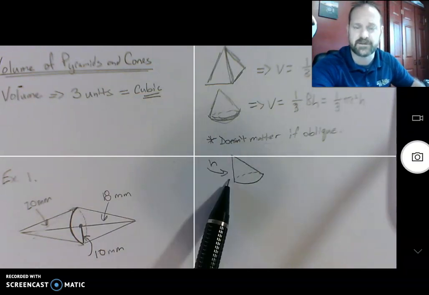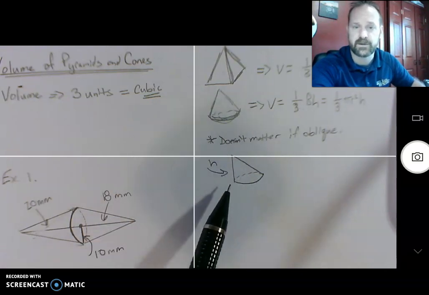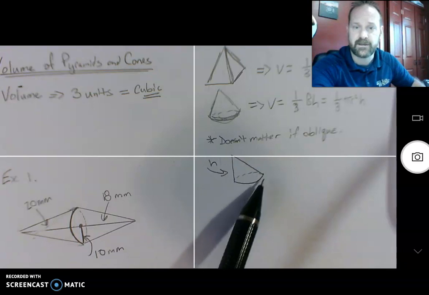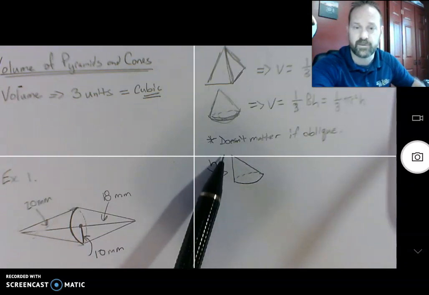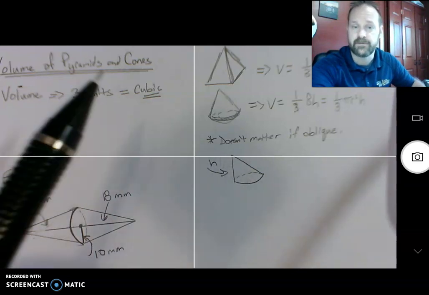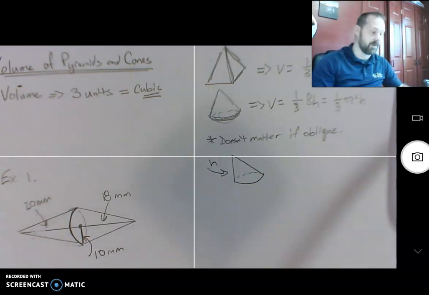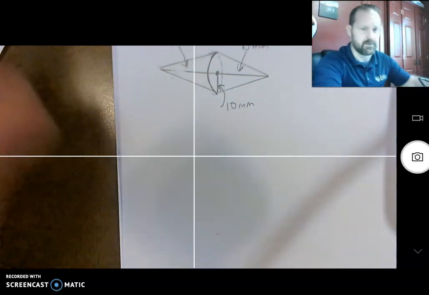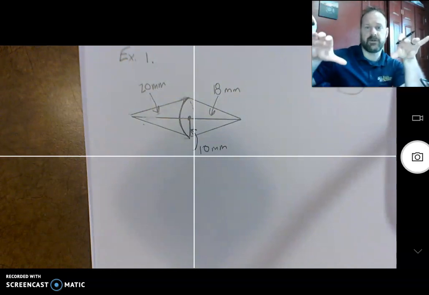With surface area it did, but with volume it doesn't matter if it's an oblique cone or pyramid. As long as you have the height and the base, you could take area of the base multiplied by the height, and you would get volume. So it doesn't matter if it's oblique with volume. Okay, so let's start a problem like this.